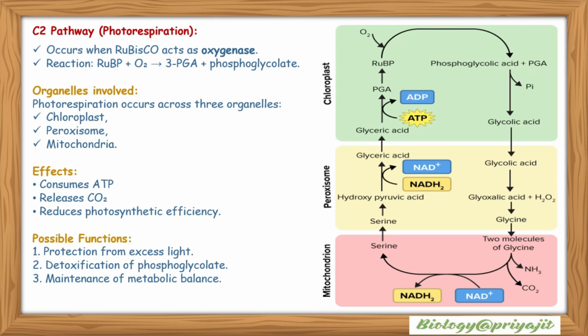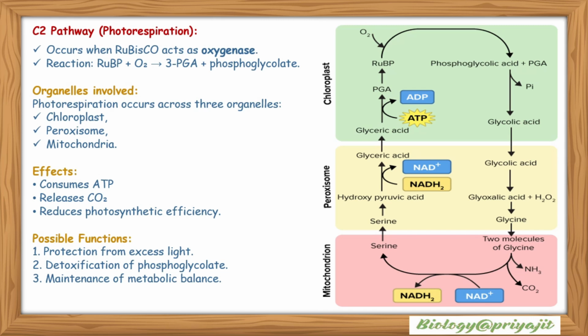C2 pathway, which is also known as photorespiration. Sometimes RuBisCO reacts with oxygen instead of carbon dioxide. This leads to photorespiration, also called the C2 pathway. Photorespiration reduces photosynthetic efficiency but helps protect plants from excess light energy. The pathway occurs when RuBisCO acts as an oxygenase: the reaction is RuBP plus oxygen to produce 3-PGA, 3-phosphoglyceric acid, and phosphoglycolate.